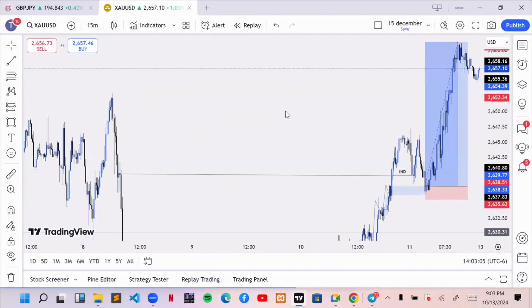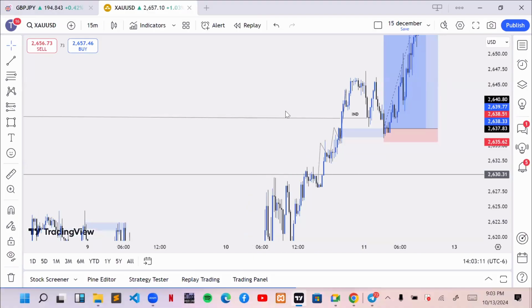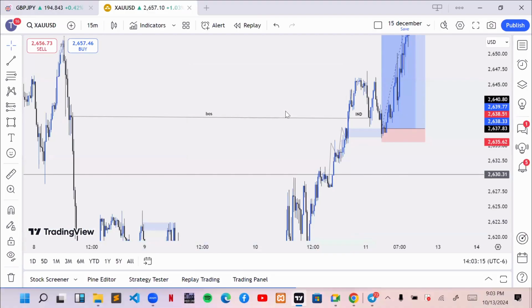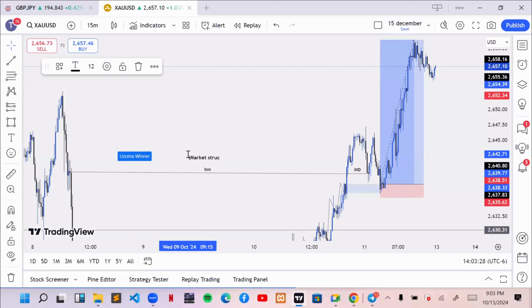So this was a resistance level. The market was making a series of higher highs and higher lows, and it broke out from the resistance. So this is a break of structure. This is the structure part of the strategy. The break of structure is now the market structure part of the strategy, so I'll mark that as market structure.